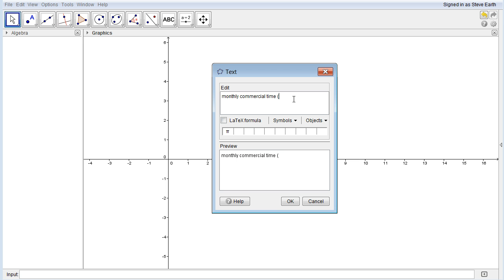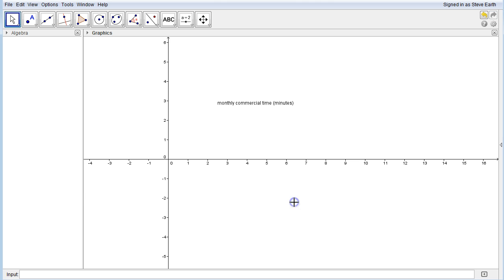So I'm actually going to require that you put the units here because we have to know, what are these numbers? This 11, 12, 13. Is that hours, minutes, seconds? So in this case, it's minutes. So I'm going ahead and typing in here and just click OK. And so there we go. We have this, and now we can move this around anywhere we want. So I'll put it right here.